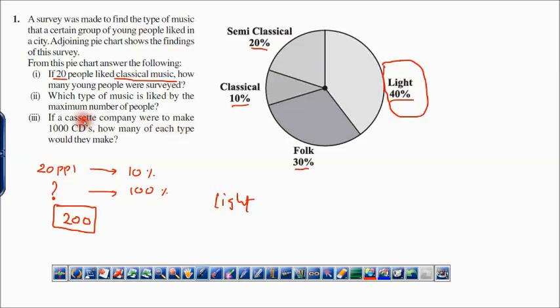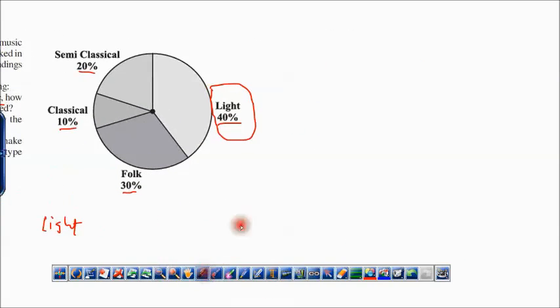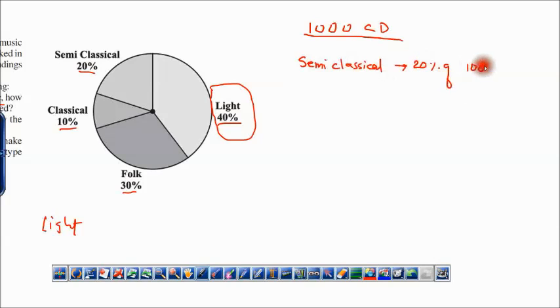Third, if a cassette company were to make 1000 CDs, how many of each type would they make? टोटल 1000 सीडी बनानी है जो ये परसेंटेज में डिवाइड करनी. Semi classical is 20% of 1000, 20 upon 100 of 1000, 200 CDs.